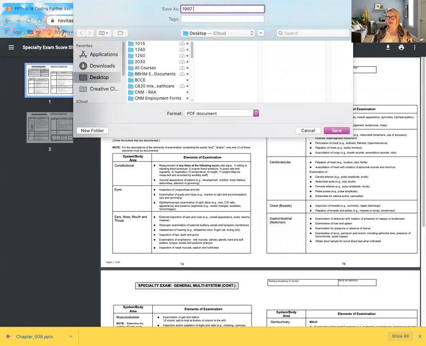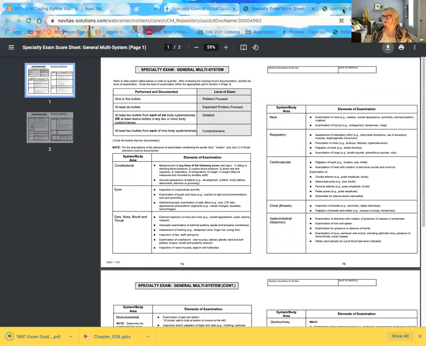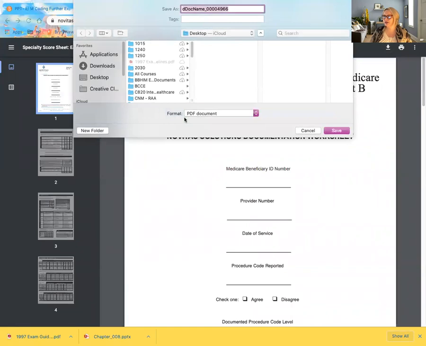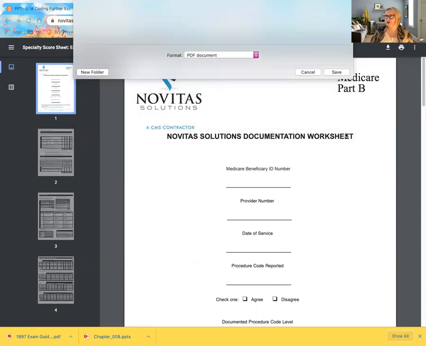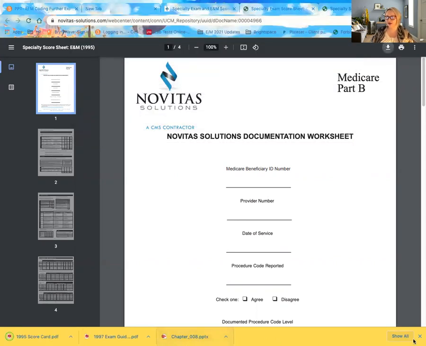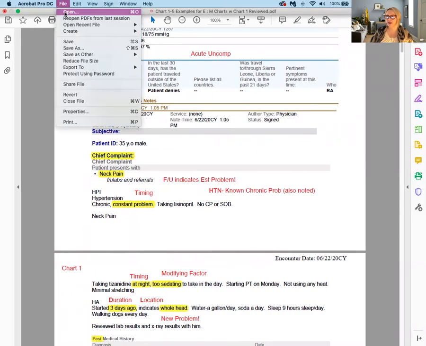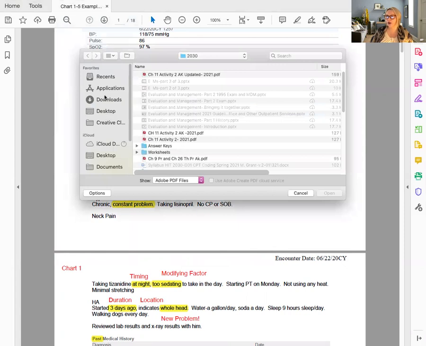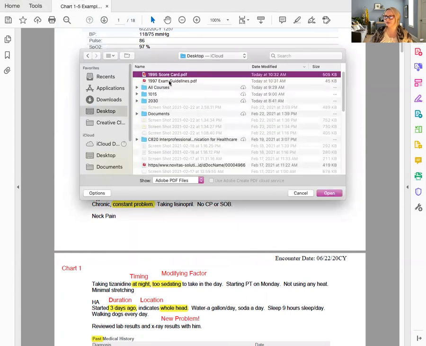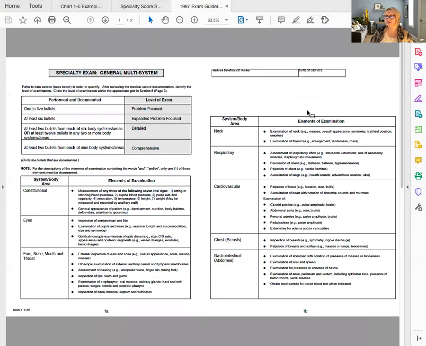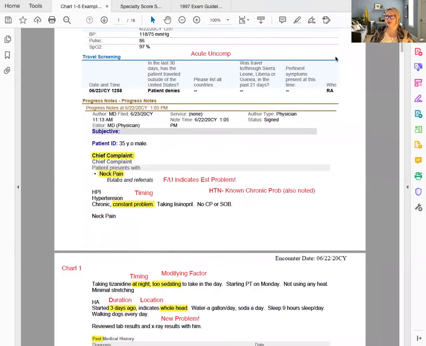This is the 1997 exam guidelines. And I'll download this one, which is the 1995 scorecard, because it's a full scorecard, not just the exam. And so I'm putting those both on my desktop, which I will of course delete later. Now I can go over to my PDF and I can open these so I have them available while I'm working. Okay, so I'm ready to look at this.